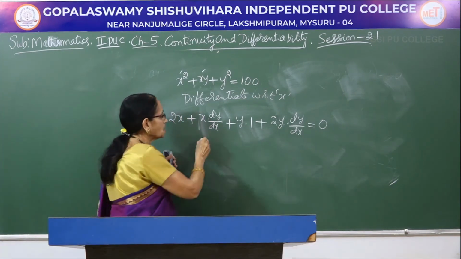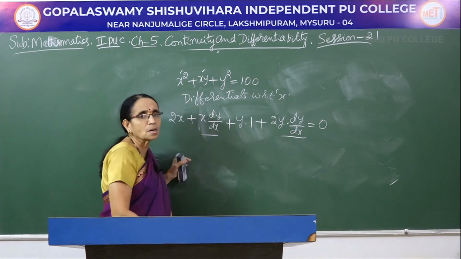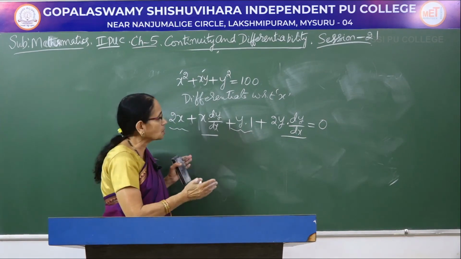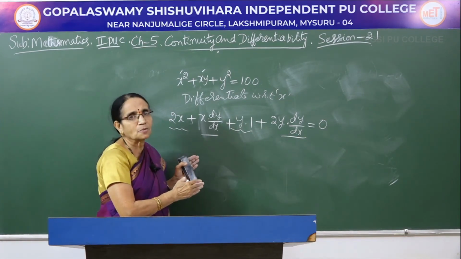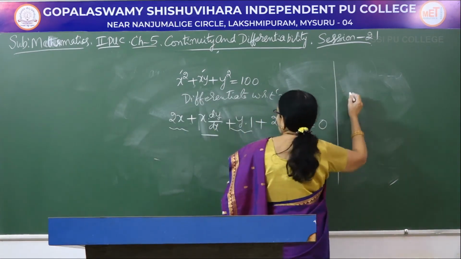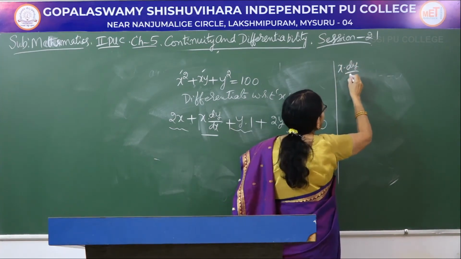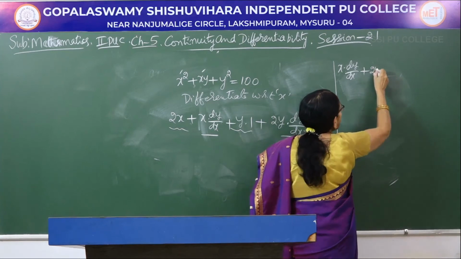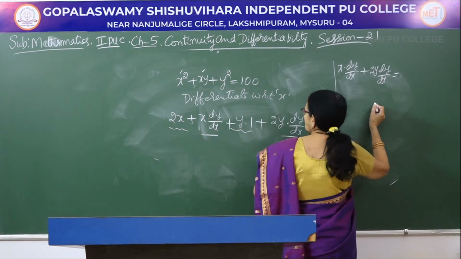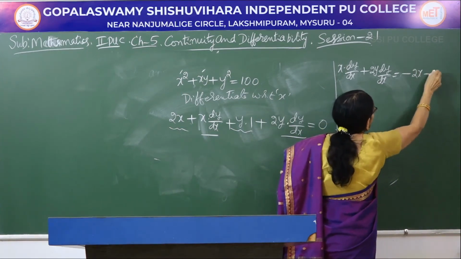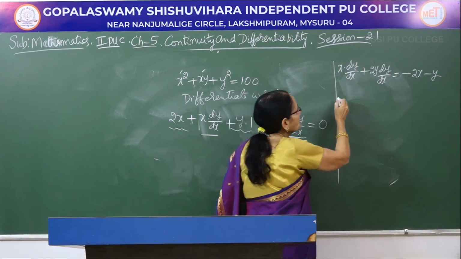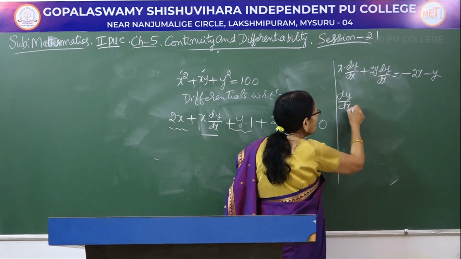So there are two terms here, they are containing dy by dx as a factor, and these two they are free from that one. So those who are containing dy by dx, retain them on the left hand side and shift the other two terms to the right hand side. It is x into dy by dx plus 2y into dy by dx, equal to minus 2x minus y. Now take the common factor dy by dx.